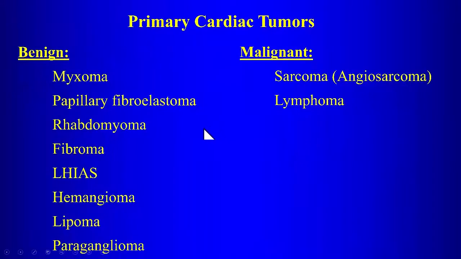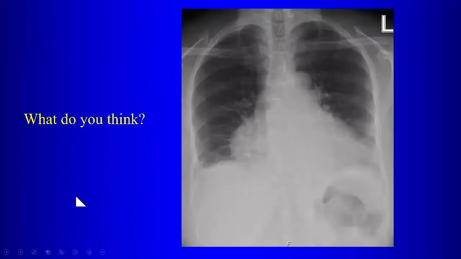Okay? So we discussed the benign tumors here, we've discussed the malignant tumors. Remember, the most common primary cardiac malignancy is sarcoma. Angiosarcoma, the most common of those, usually right-sided. Lymphoma, think of that especially in a patient who's HIV positive.